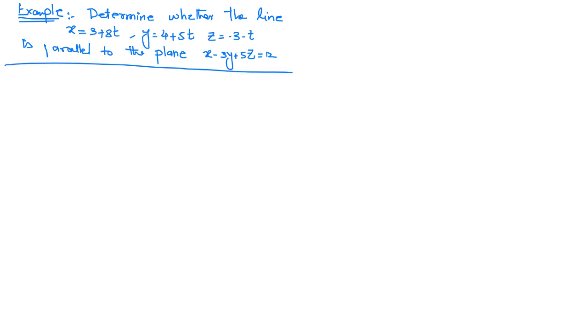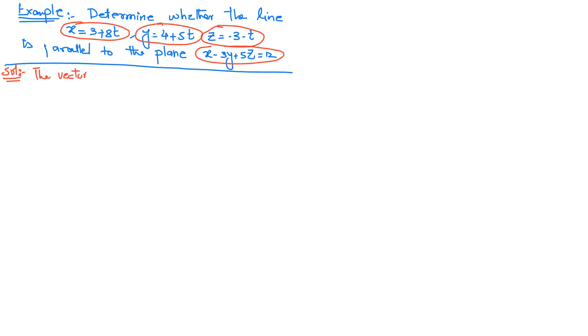Now the equation of the line is given. This is the equation of the line, and this is the equation of the plane given. Now you have to check whether they are parallel to each other or not. Now solution. You know the equation of the line is given, so from the equation of the line you can easily find the vector.